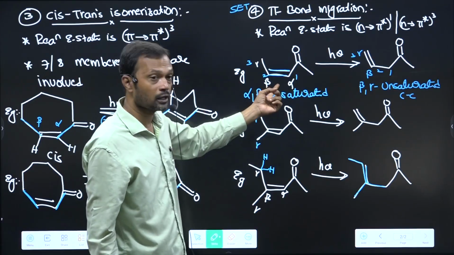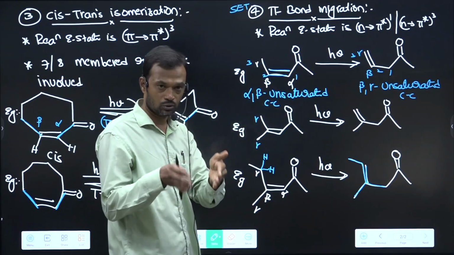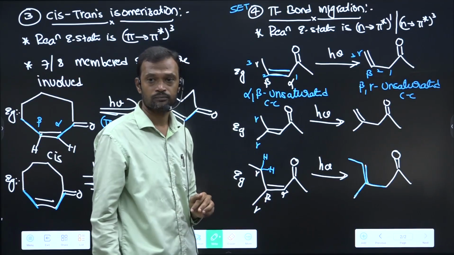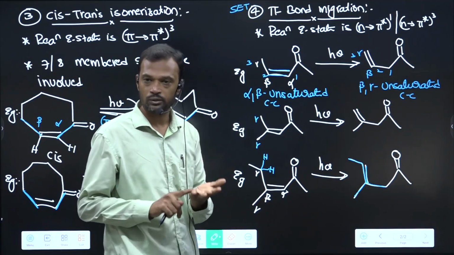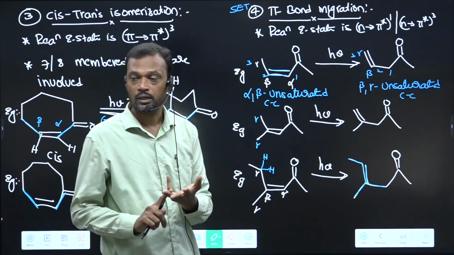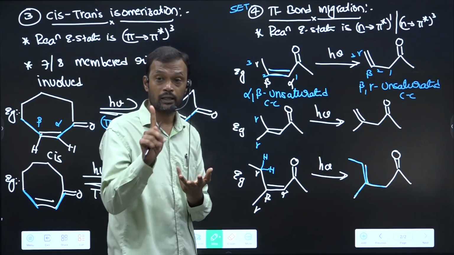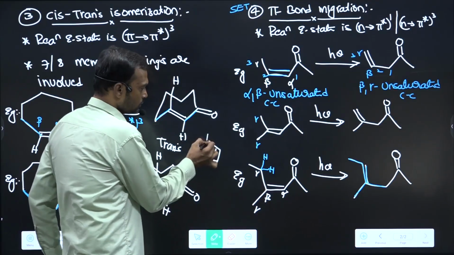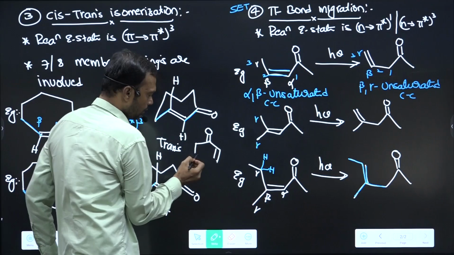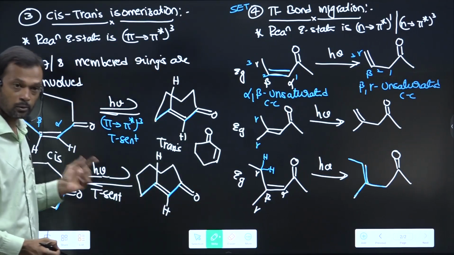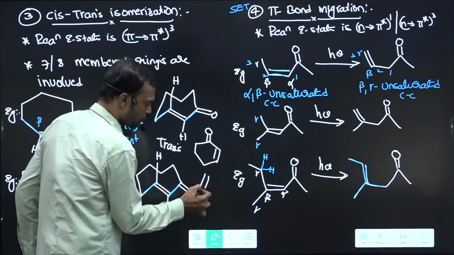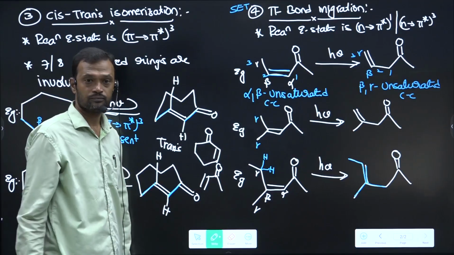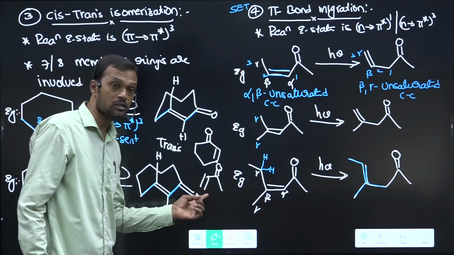Whatever examples I gave in today's class, I took all rings only. I did not take even one example of open chain. Photocyclodimerization, photocycloaddition, cis-trans isomerism, everywhere I took a ring example, either 5-membered, 6-membered, 7-membered, or 8-membered, but not any single example of a normal double bond. Suppose a normal double bond is given, say no reaction.